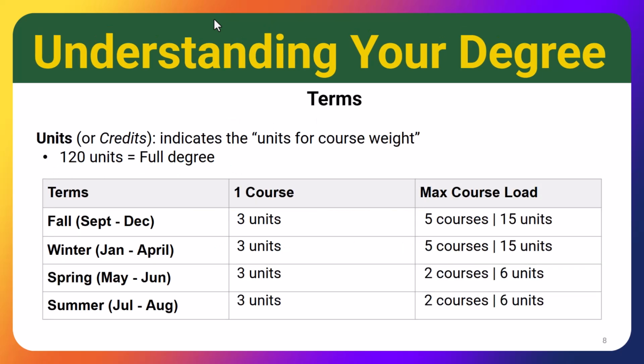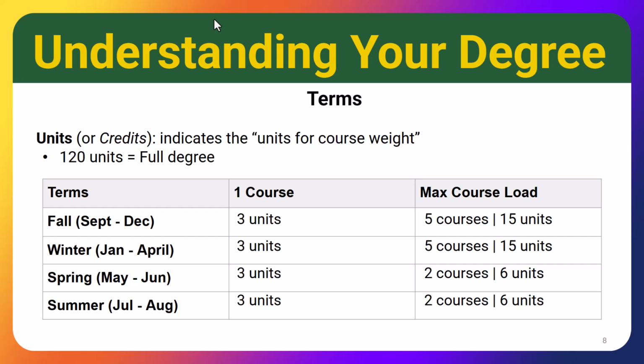Terms. So for the University of Alberta, we have 4 official terms with 2 main terms. Those 2 terms being our fall and winter. Fall runs from September to December. Winter runs from January to April. And then spring and summer are our secondary semesters where you can take more condensed courses. And those run for shorter amounts of time, May to June and July to August.